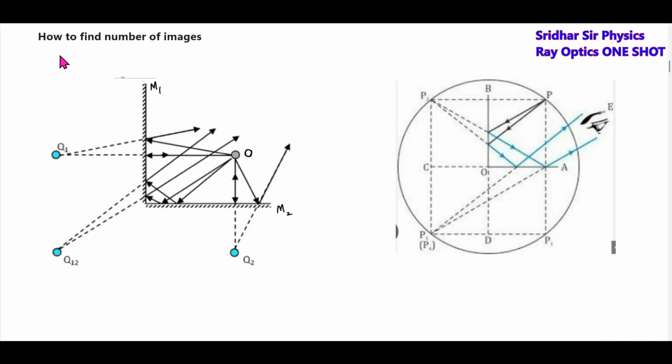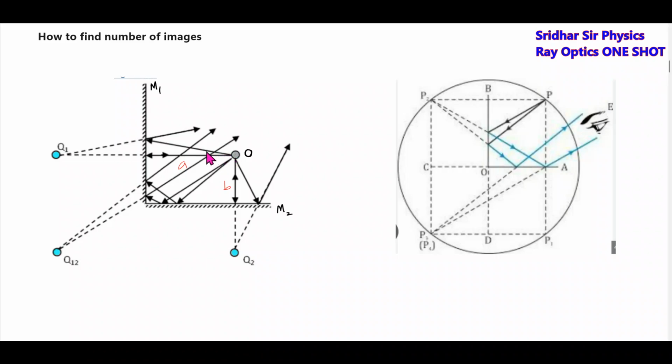Now, how to find the number of images? Two plane mirrors are there. The angle between them is 90 degrees. I'll keep the object at a distance A. Let's assume that the object is at a distance A from the mirror M1 and at a distance B from the mirror M2. Fine. So now we'll consider a ray. This incident ray will get reflected, and the reflected ray will diverge from this particular point. So this will form image Q2.